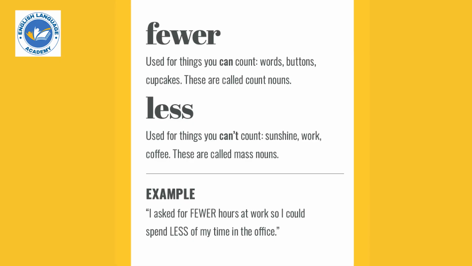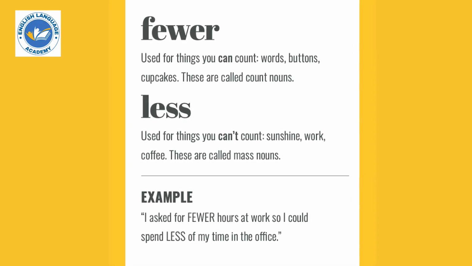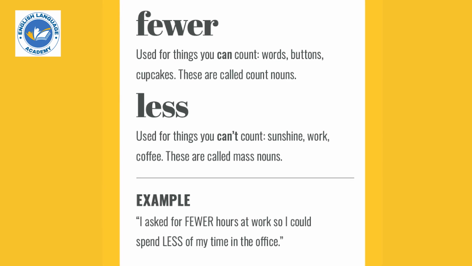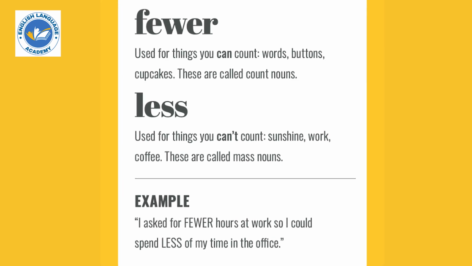In summary, use fewer when you can count the individual items and use less when you are talking about an uncountable quantity or something that can't be easily counted one by one.